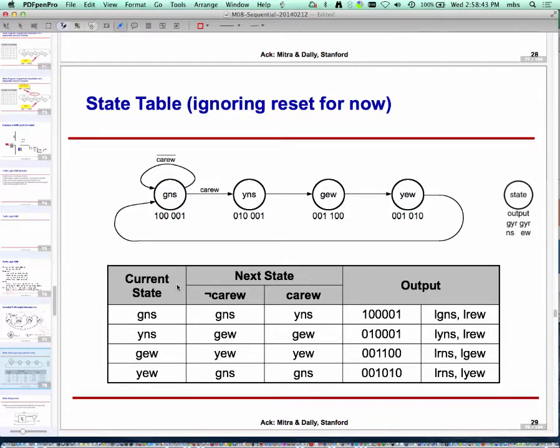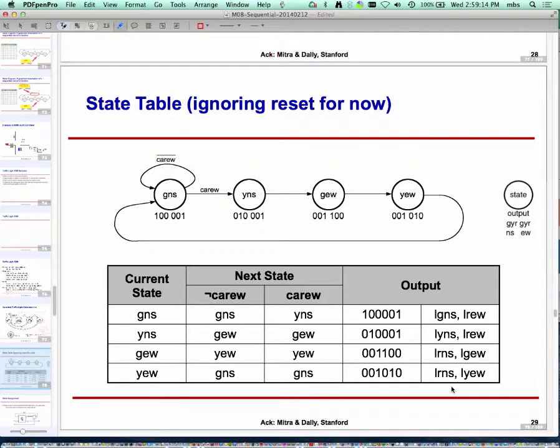So I would say current state is GNS, YNS, GEW, YEW. There are 4 possible states. Next state, depending upon whether the sensor says 1 or not, so the case when sensor is 0 and the case when sensor is high, I basically have the next state. And then output is only a function of the current state because it's a Moore machine, so I have the output listed out here, which again in terms of symbolic names looks like this.